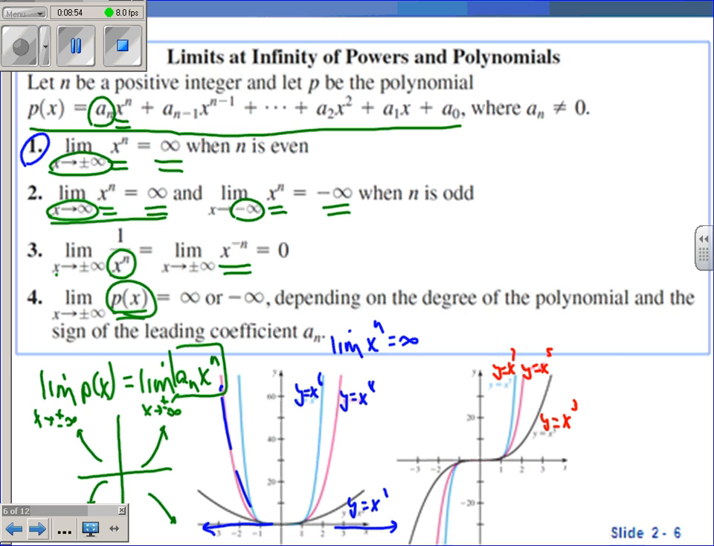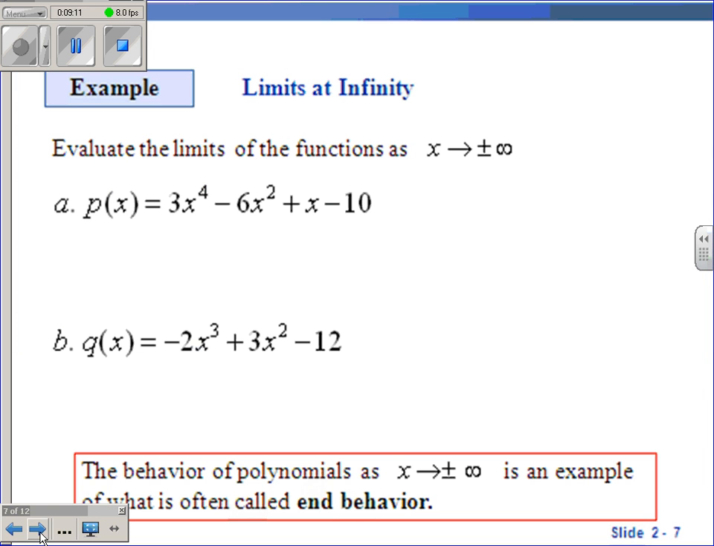So as x is going toward positive infinity, you can see the graph is going toward positive infinity, and if x is going toward negative infinity, the graph is going toward negative infinity, because you're raising the x, if it's negative, to an odd power, which is always still going to keep you with the negative value. Okay, so let's look at these limits.